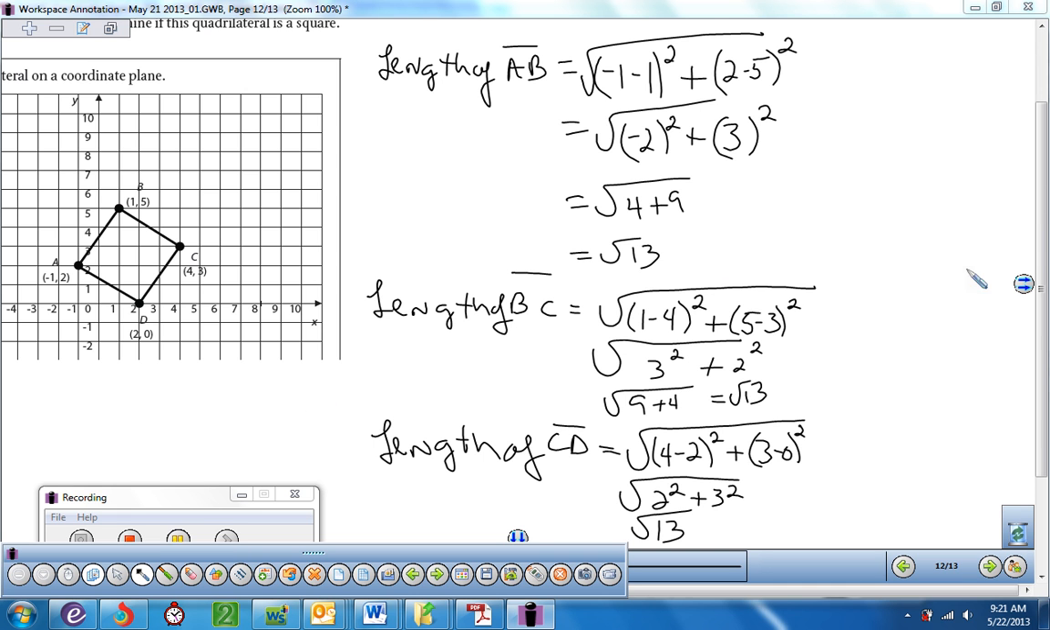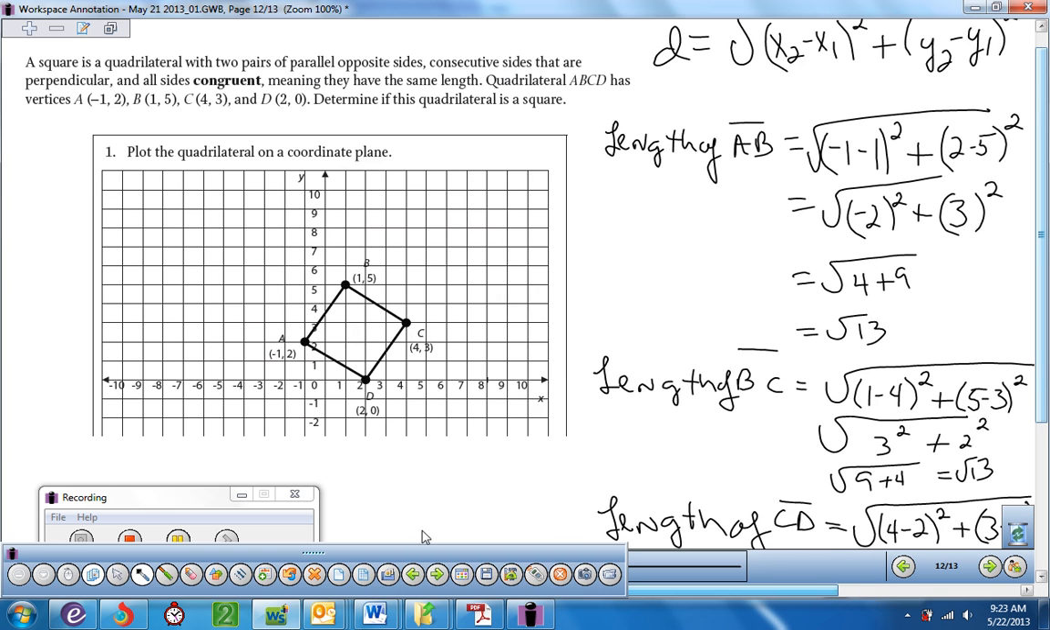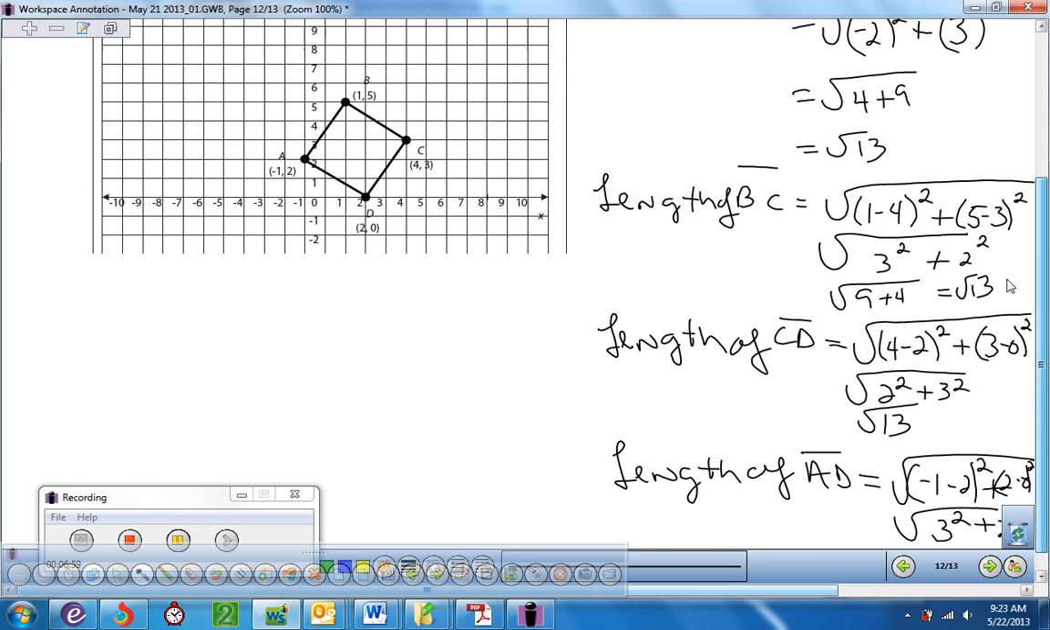Now, that's not the only thing. They also have to intersect at right angles, so they have to be perpendicular to each other. So what we're going to do is find the slopes of the lines as well. Let's go ahead and find the slope of AB.